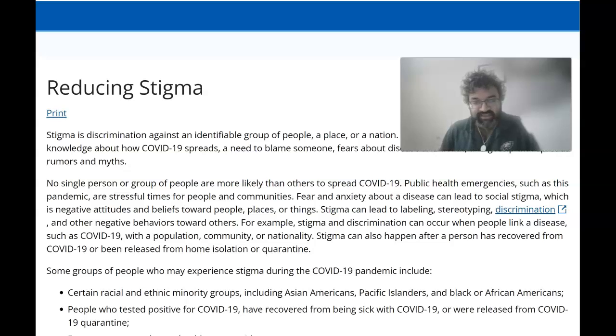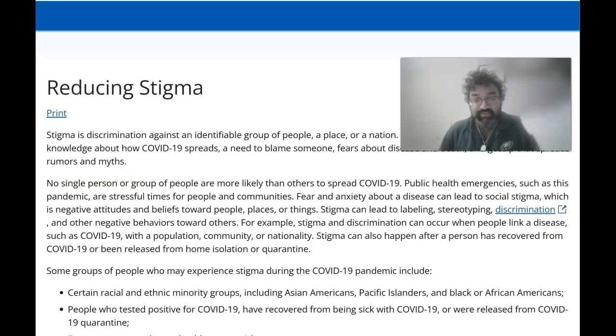Of course, the harmful effects of stigma can occur when people link a disease such as COVID-19 or anything with a population, community, or nationality. So if you say that mostly African Americans get diabetes, well, that's not, first of all, it needs to be looked at on the basis of what COVID-19 or the disease is doing. For instance, in diabetes, there might be some lack of understanding that it needs to be refrigerated, and so that can cause misunderstanding.